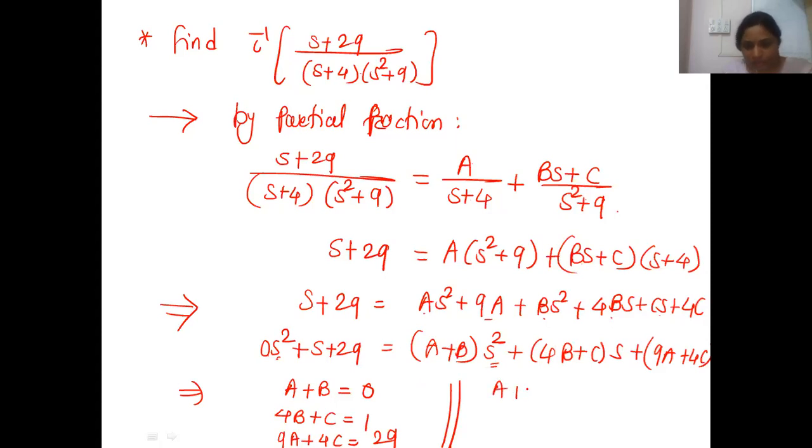So this is like a plus b plus 0c is 0. If I write this equation, this is 0a plus 4b plus c is equal to 1. This is 9a plus 0b plus 4c is equal to 29.